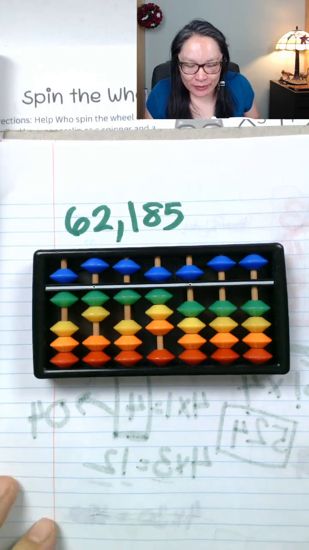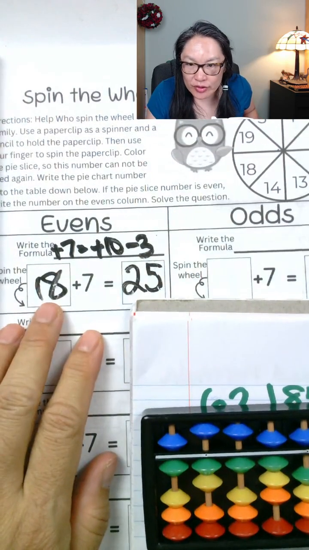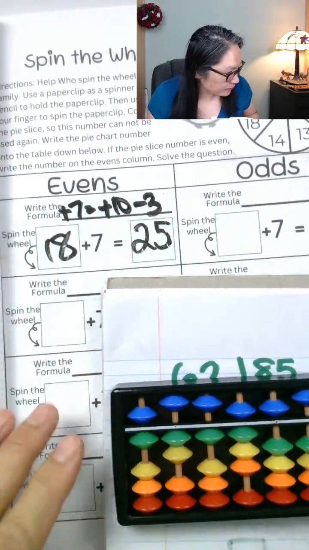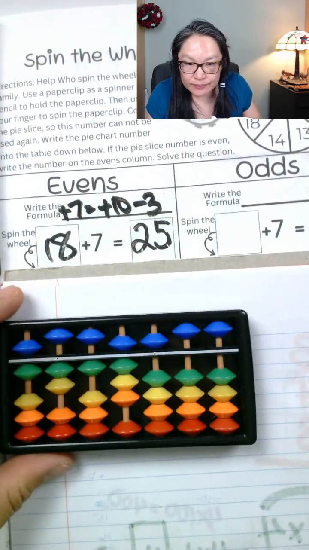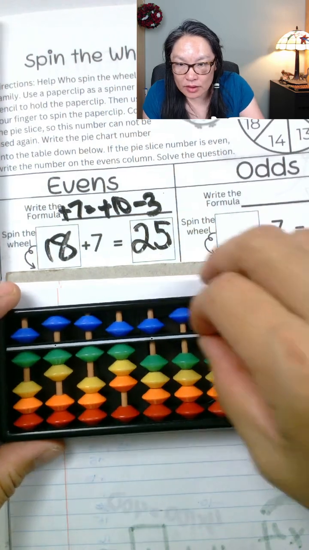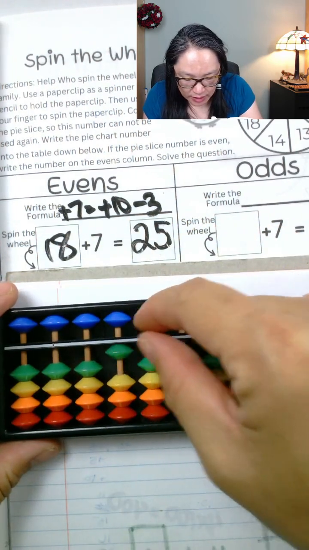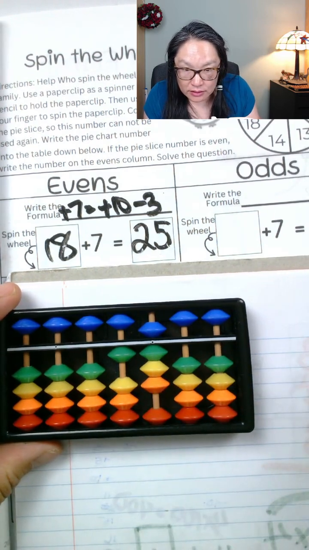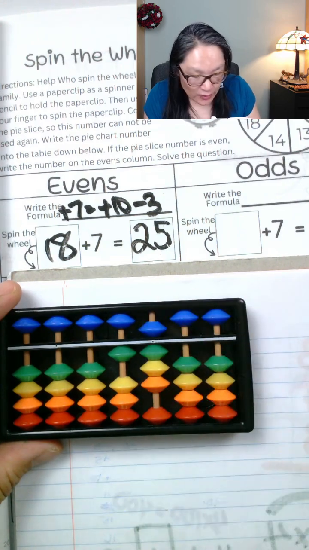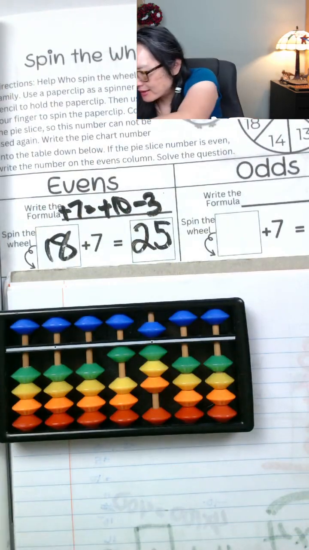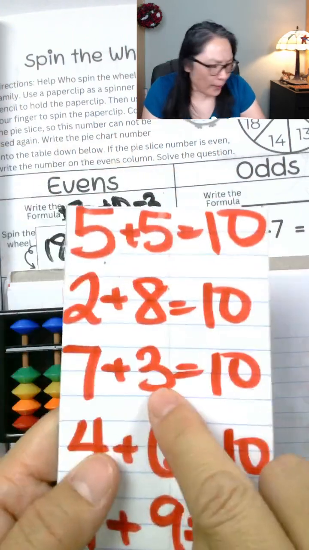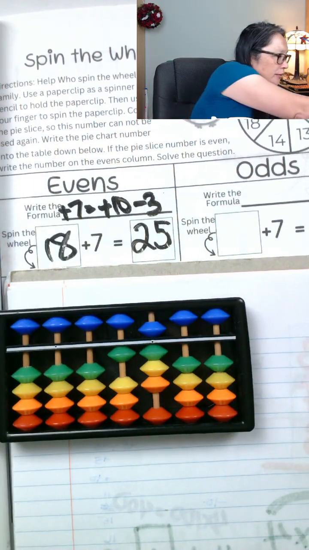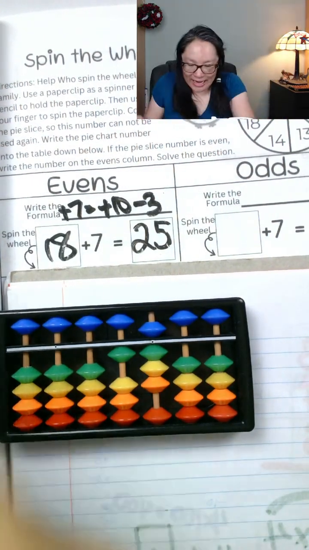We're good. Simple math with regrouping. Do we want to do this one? So we have 18. We have 1 and 8. So we want to add the 7. To add the 7, what are we doing? Oh no, that's the wrong one. Add the 7. We know this.